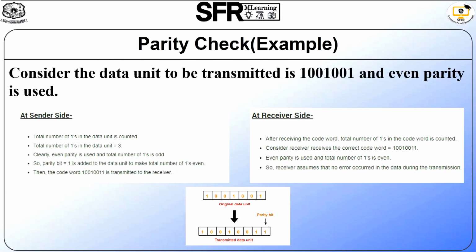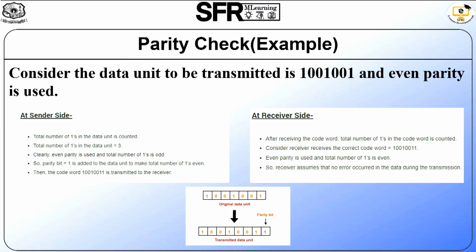Now if we are going to transmit the data 1001001, then on counting the number of ones at the sender side, there are 3 ones. Since there are 3 ones and we are going to follow even parity, which is odd, we are going to pass the parity bit as 1.